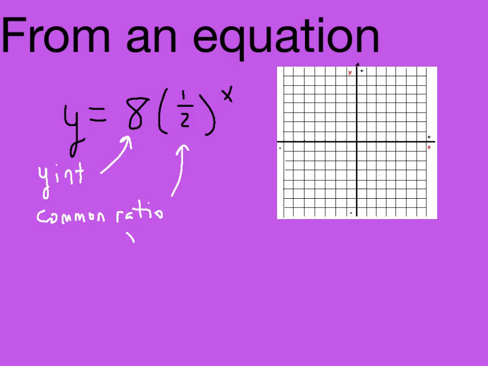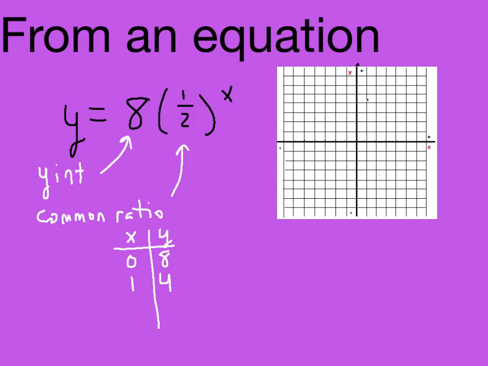So we need to think about if we were to make a table, and when x is 0, y was 8, now we want to go one step over, but we need to multiply by 1/2. So 1/2 of 8 is 4, and my next dot would go at the point 1, 4, right about there. I'm a little off, but right about there.